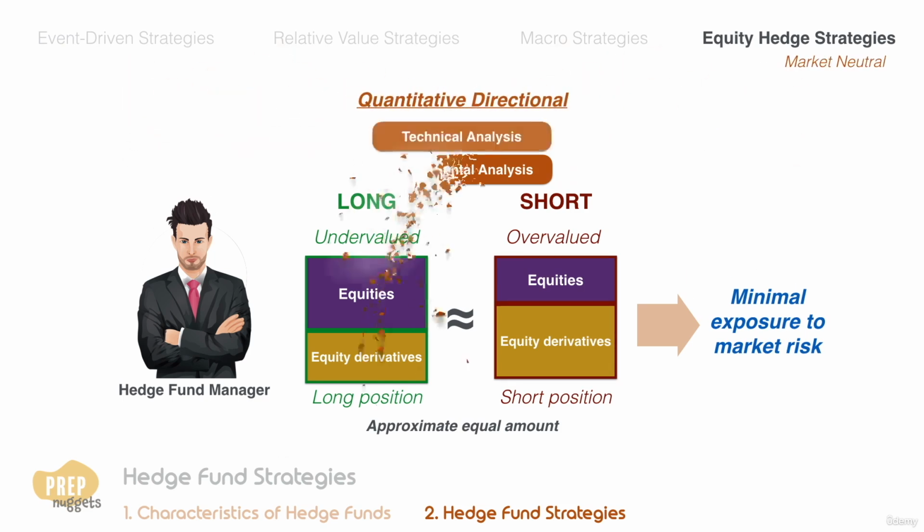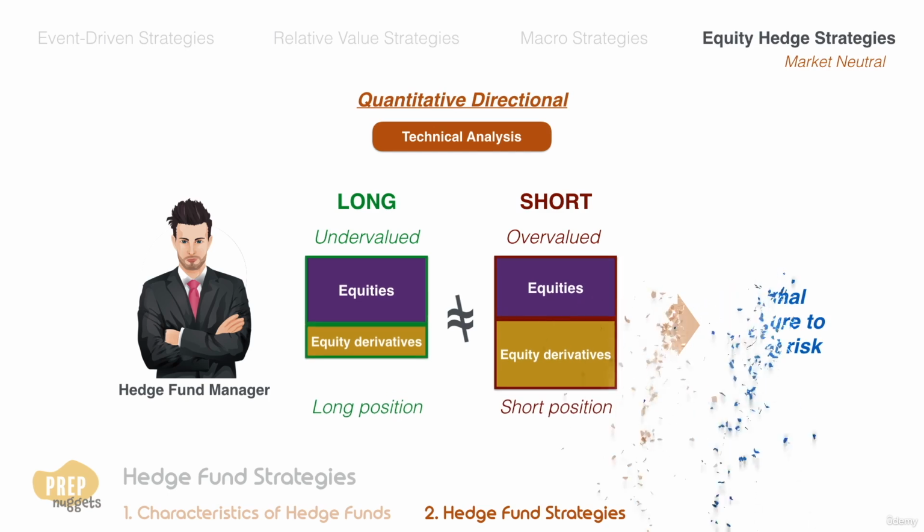Quantitative directional is the use of just technical analysis to long equity securities believed to be undervalued and short securities believed to be overvalued. Unlike market neutral, the managers do not strive to make the long and short positions equal.